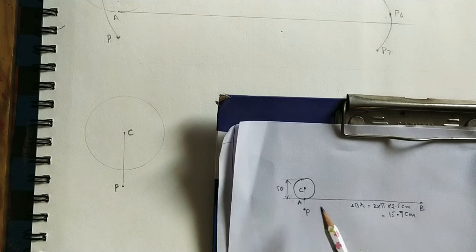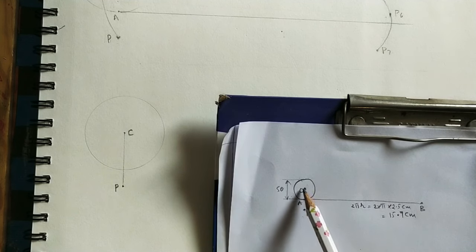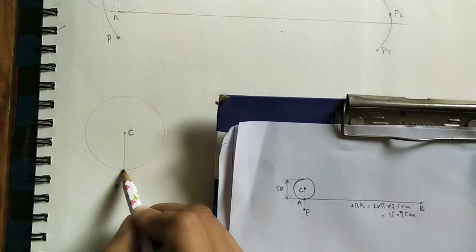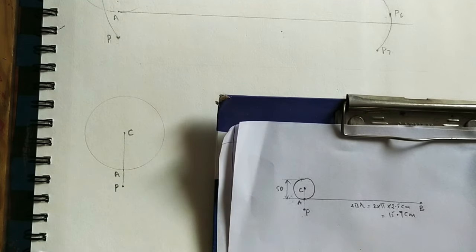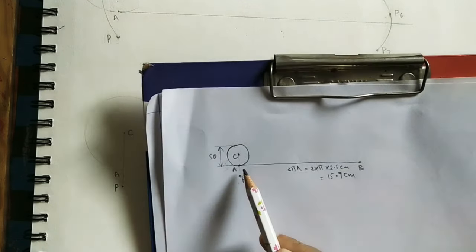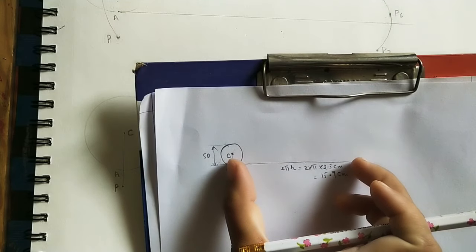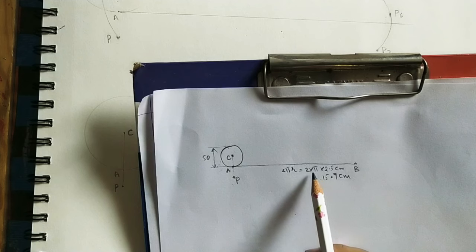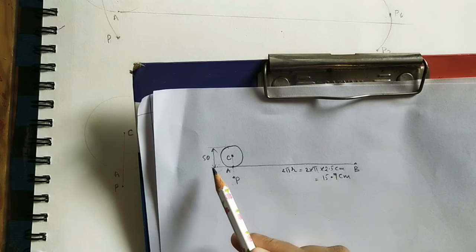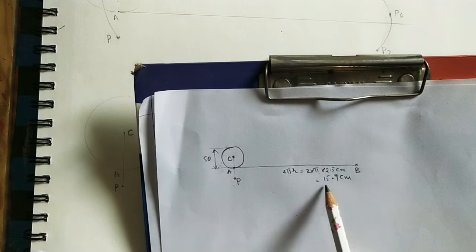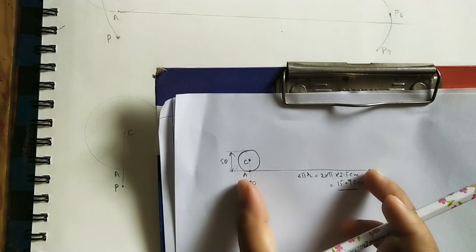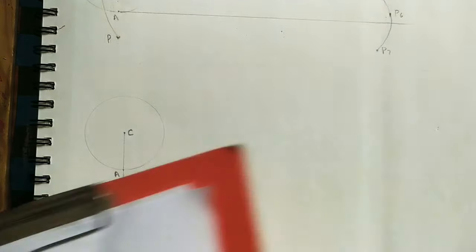After getting P, mark the A point. A is the intersection point of this vertical line and this circle. Now this point I am taking as the A point. After getting the A point, do the horizontal path for one revolution. We have already calculated by using a calculator: 2 pi r, where r means radius, 25 mm or 2.5 cm. We will get 15.7 cm. Mark AB length as 15.7 cm.